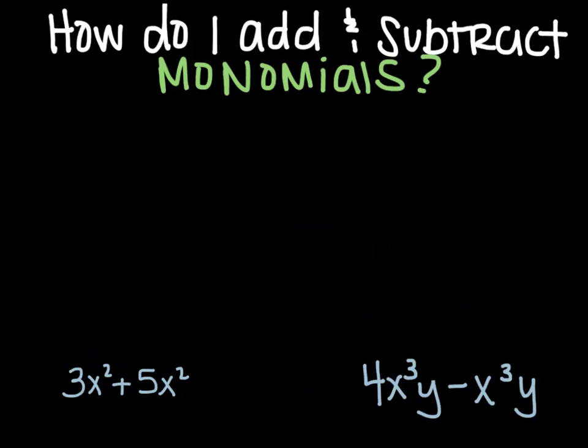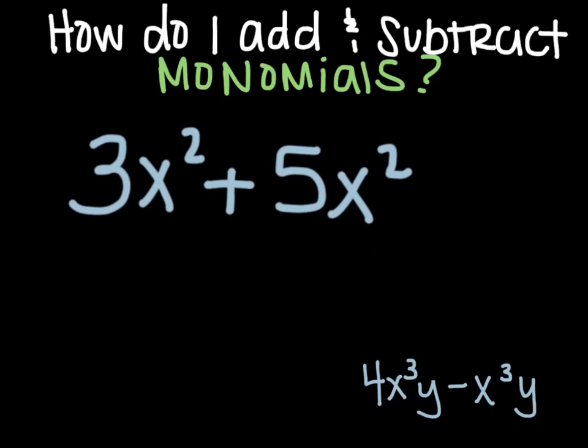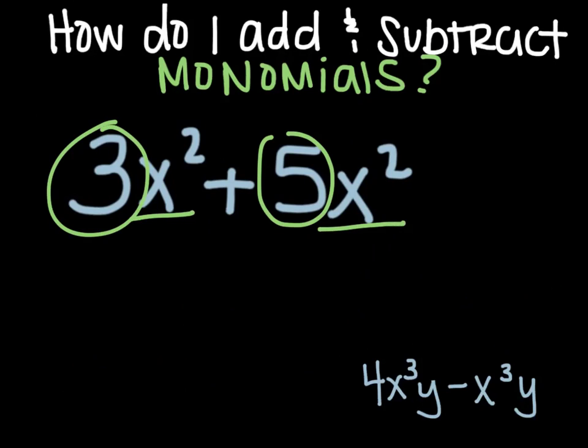How do I add and subtract monomials? This is something you've probably seen a little bit of before, had some exposure to, but not completely. Here's your first example, 3x squared plus 5x squared. Here we have x squareds, the same type, they're the same like term. They're like terms, so we can add them together. So we're going to add our coefficients. 3 plus 5 is 8, so 8, and then our base x squared stays the same.